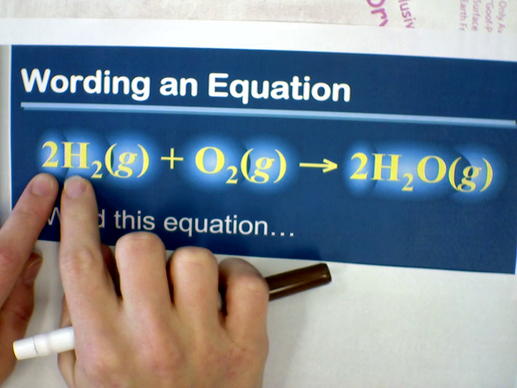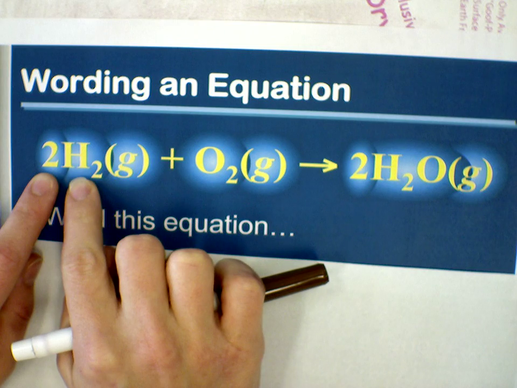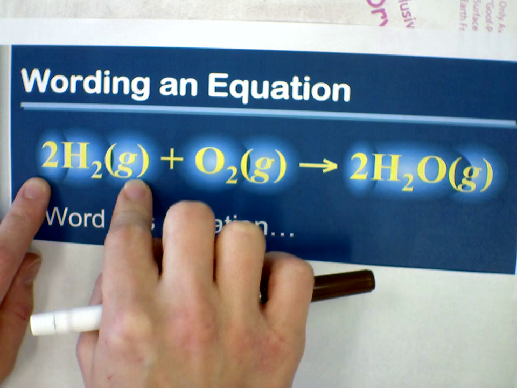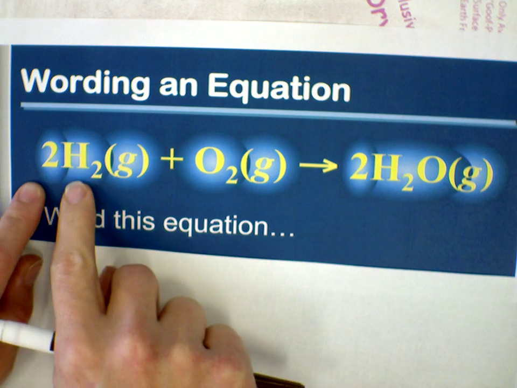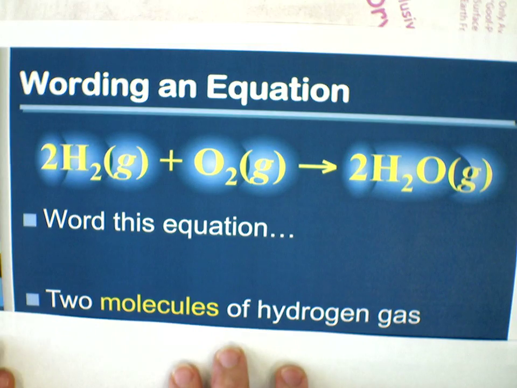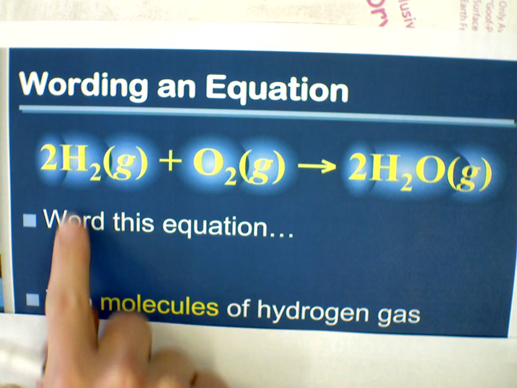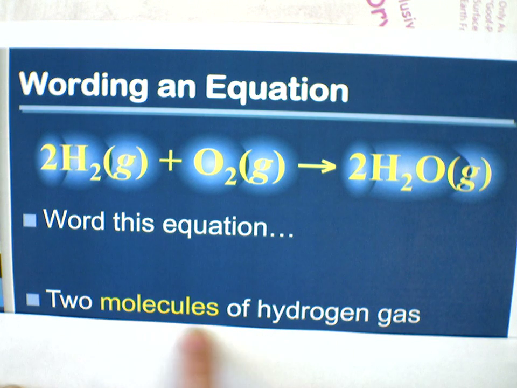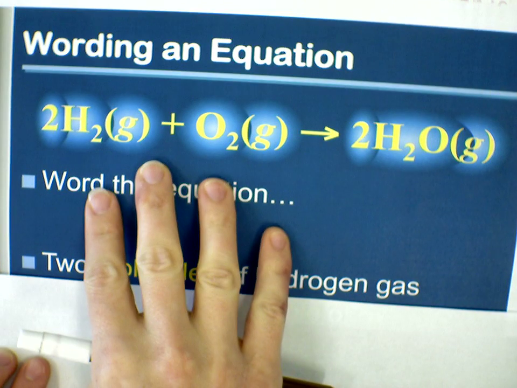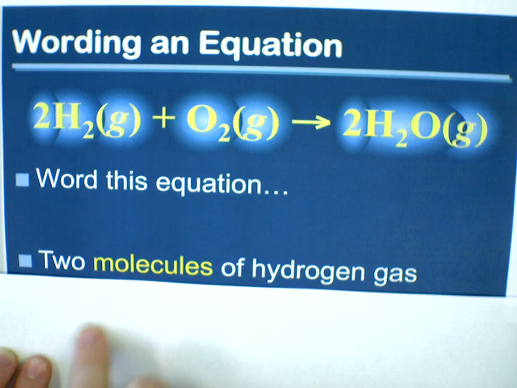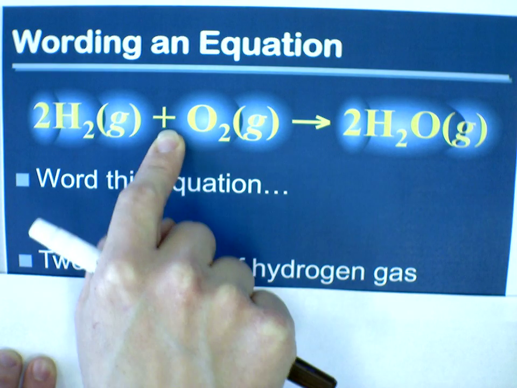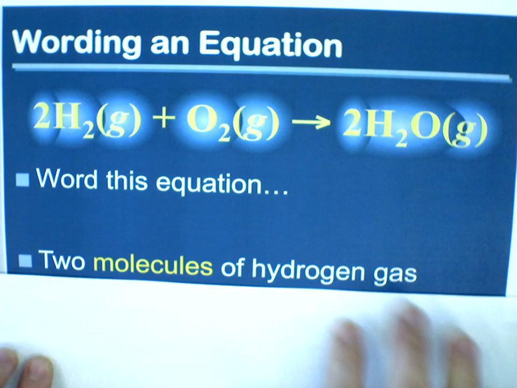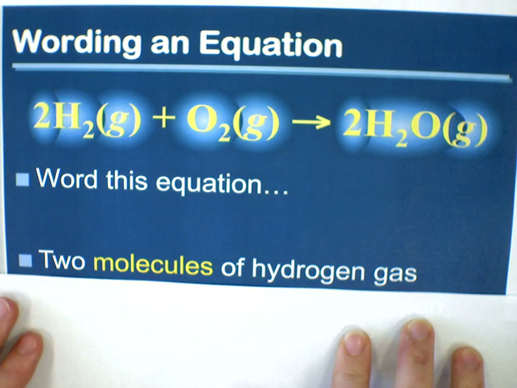And the name of this thing is just hydrogen. So there's a lot of information just in this small piece. So I'm going to start with saying 2 molecules of hydrogen gas. You could say 2 molecules of gaseous hydrogen. It's up to you. The plus sign means either plus, reacts with, or and. Let's see, what did I put? I put reacts with.